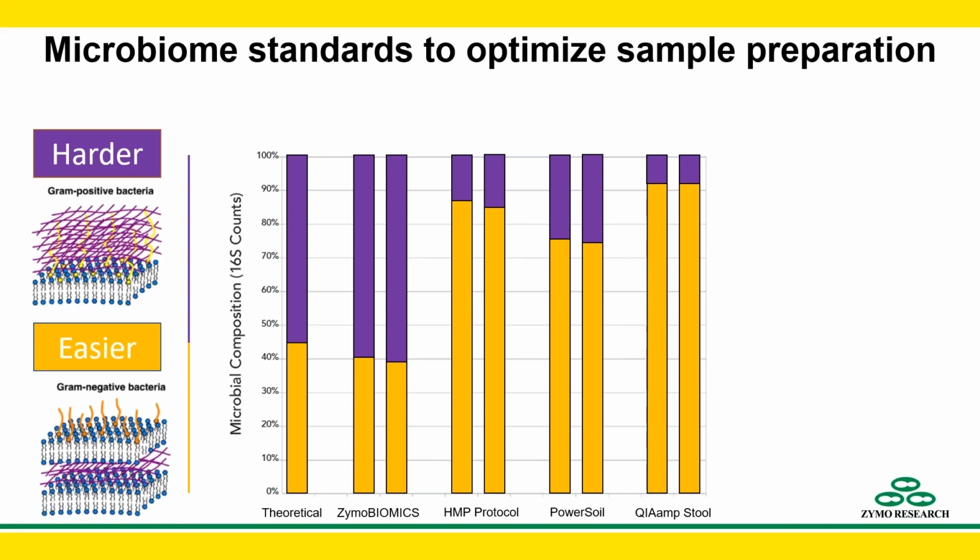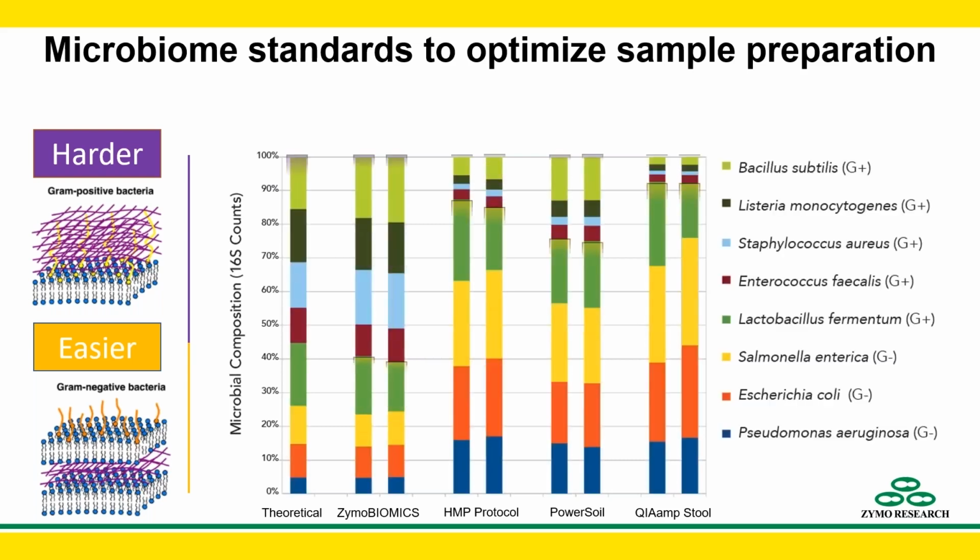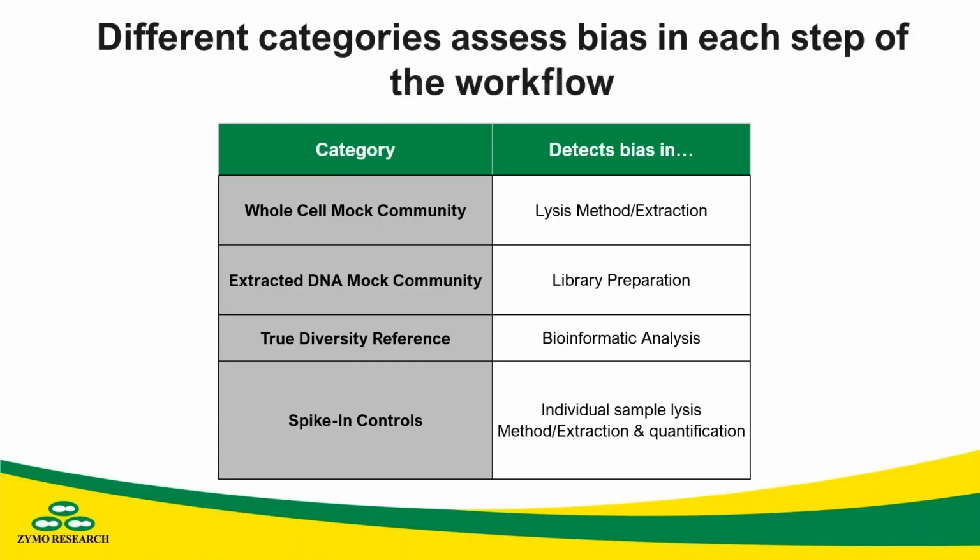And we can see here that using certain protocols, gram-positive bacteria can be insufficiently lysed, meaning that they are underrepresented in our results. So looking more closely at the composition of the mock microbial community, there are 5 gram-positive, 3 gram-negative, and 2 yeast species.